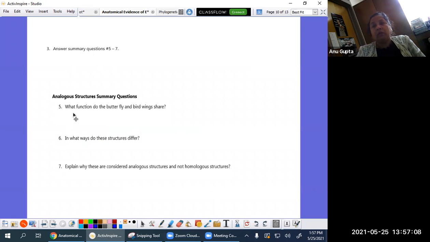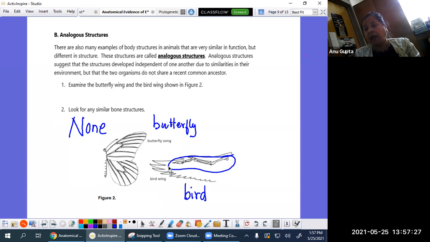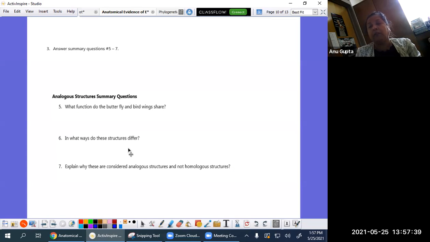What function do the butterfly and the bird wing share? The function is flying. Both the butterfly and the birds use their wings to fly. And in what way do these structures differ? They differ in structure. If you go back and look, the bird wing has a bone, but the butterfly wing does not have a bone. They have maybe very thin bones covered by membranes. So that's the reason the structures are different, but the function is the same.